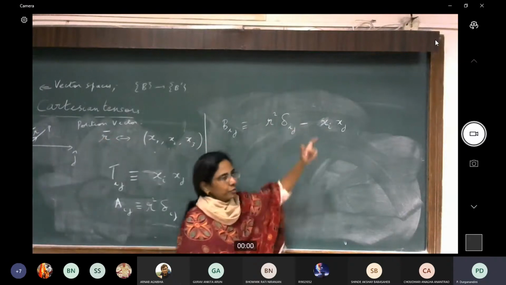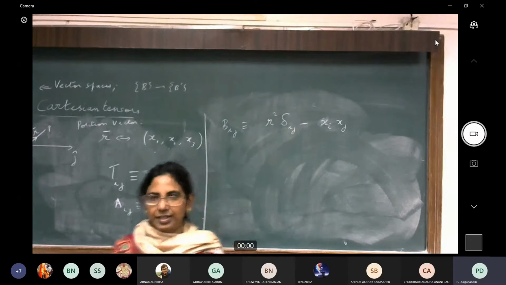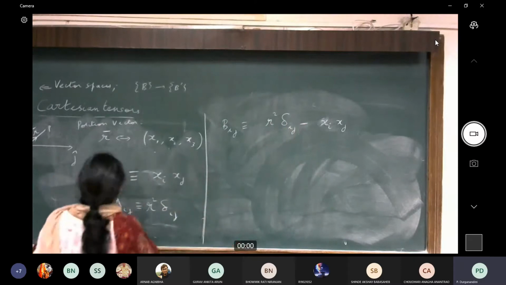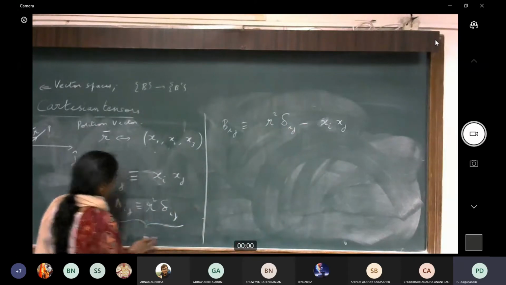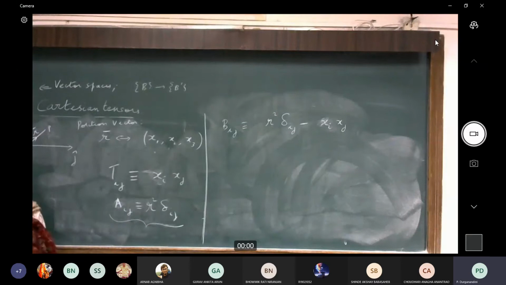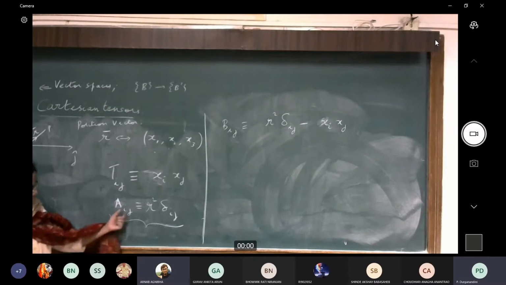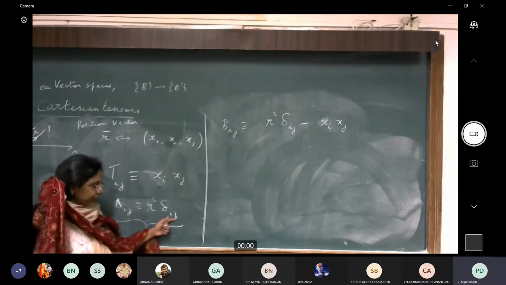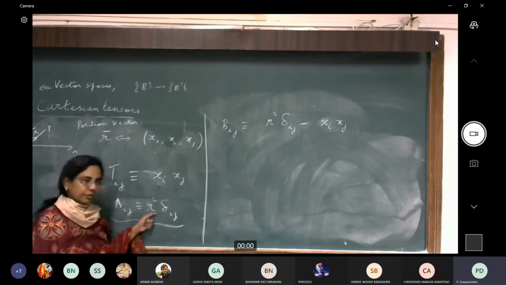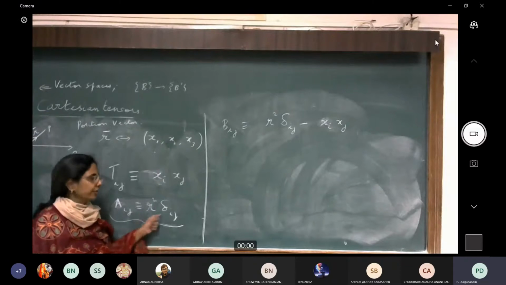Now, is this object isotropic? See, delta ij is isotropic. What can you say about the isotropic properties of this Aij? Is it an isotropic tensor or not? Yes. It is an isotropic tensor because delta ij we know is isotropic and r square is a scalar. So obviously this is an isotropic tensor.